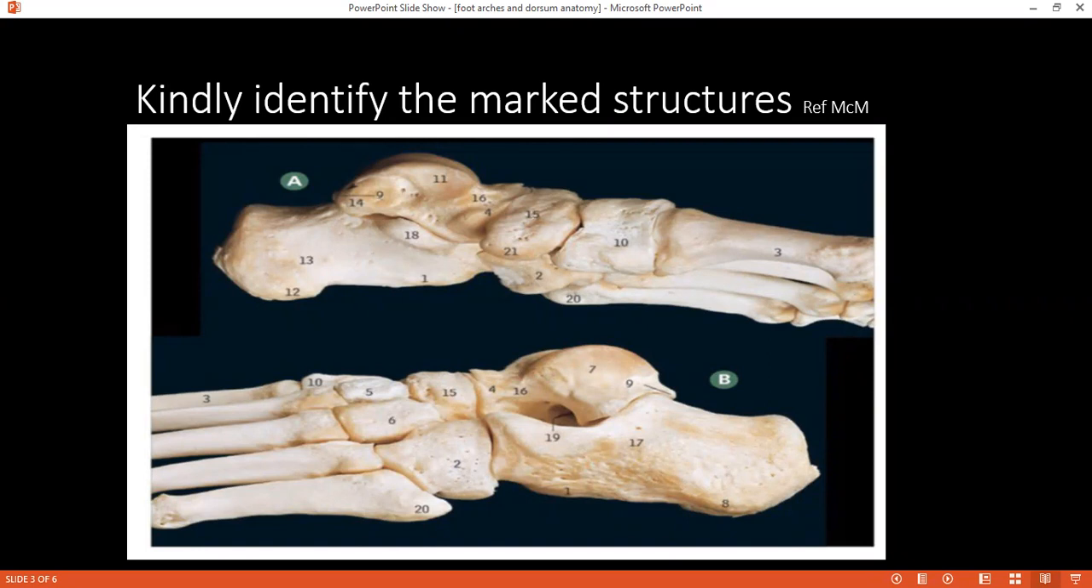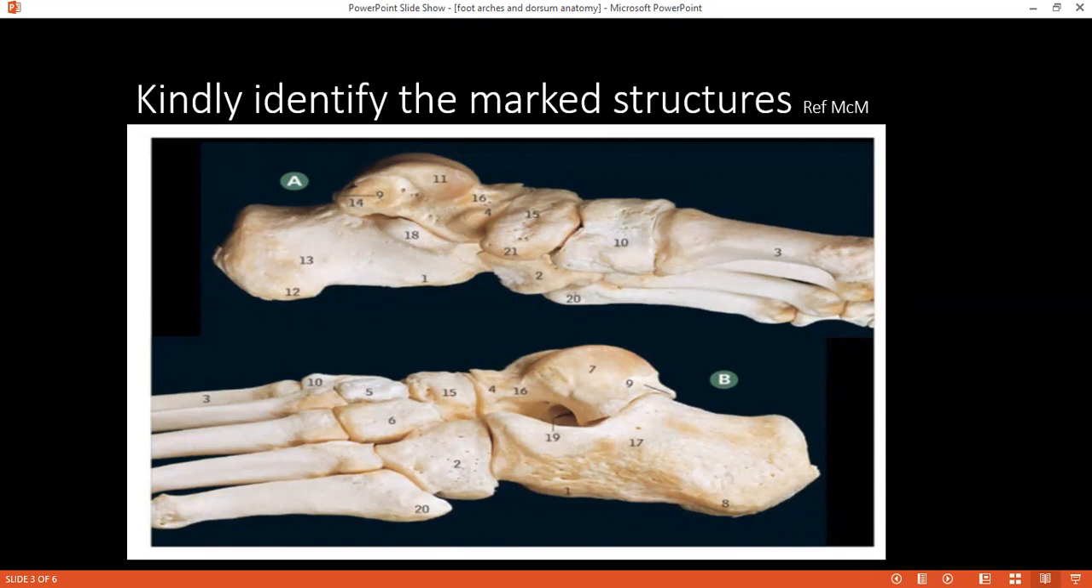What is 18, please, in picture A? Sustentaculum tali. And if you can look above here, it says 1. What is that, please? It's tuberosity, I think. Can you identify number 9 over here, please? Number 9 is the medial tubercle of the talus. Okay, what is number 10 over here? Cuneiform, ma'am. It's a medial cuneiform.